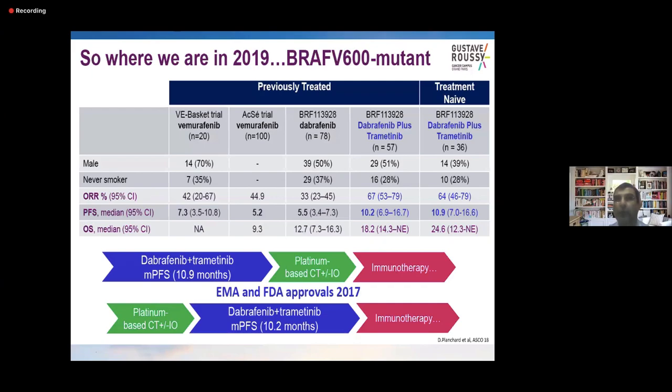So where are we in 2019, 2020? You can either give dabrafenib plus trametinib initially, then give IO plus chemo, or you can give IO plus chemo and then give dabrafenib, trametinib. Basically, both of them work. My answer to this would be to give dabrafenib, trametinib first, because it's a TKI, oncogene directed non-small cell lung cancer needs to be treated with a TKI first.